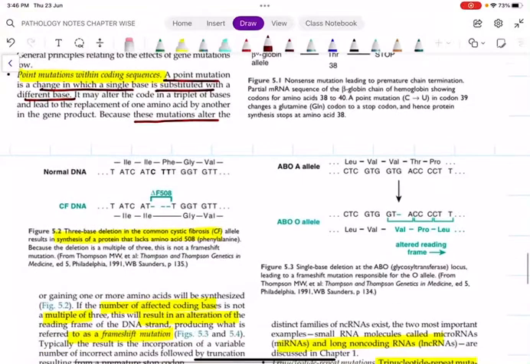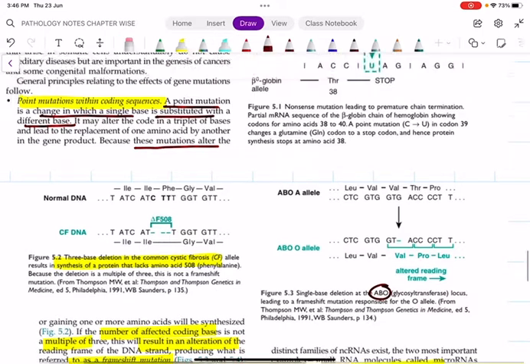Fine. See, here we have a picture of a single base deletion. Whenever there is a single base deletion at the ABO blood group, what will happen? Single base. It is not a multiple of 3. So what is the type of mutation? Very good. It is frame shift mutation.